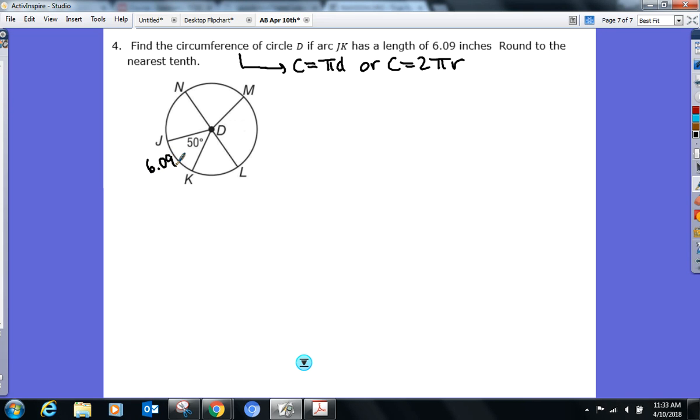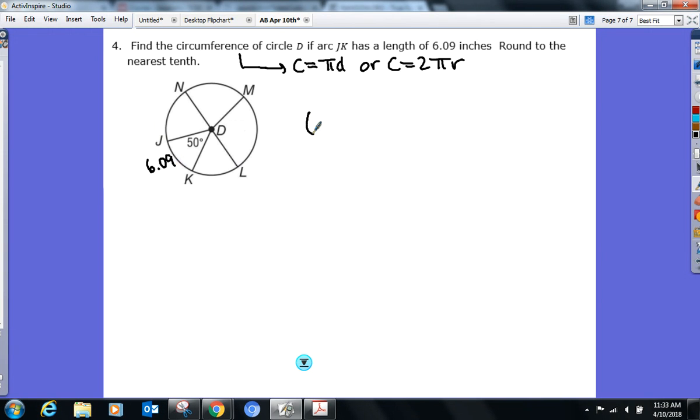That's the length. The length. That's how long it is. Not the measure, the length of it. Round the circumference to the nearest tenth. What are we going to need again for circumference that we don't have? Diameter or radius, right? But what did I give you? The length of the arc.